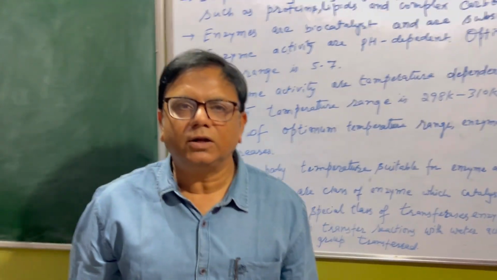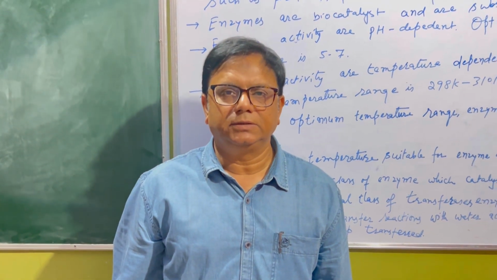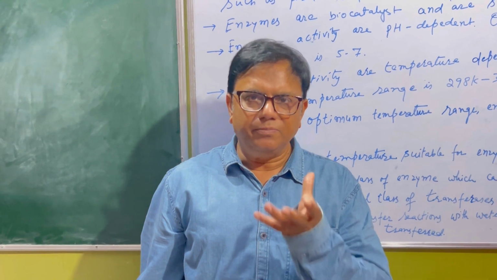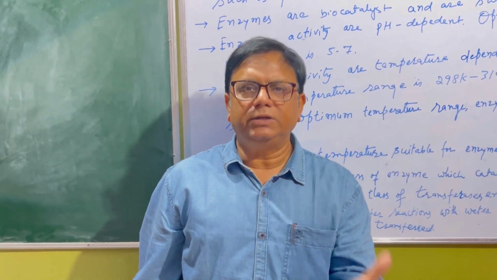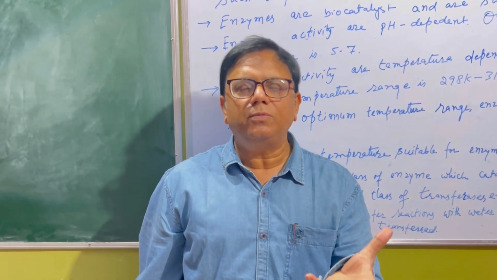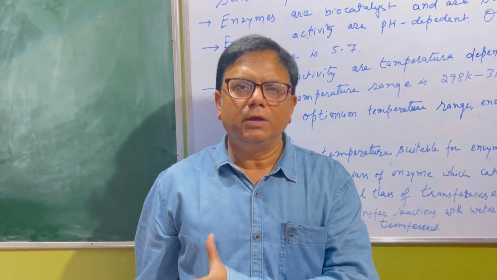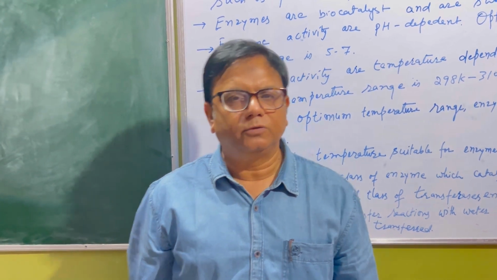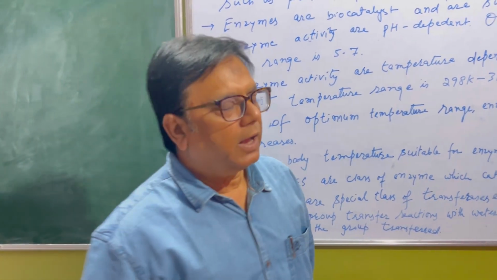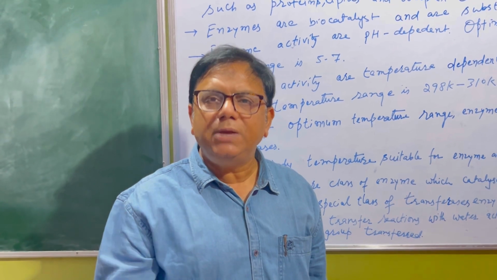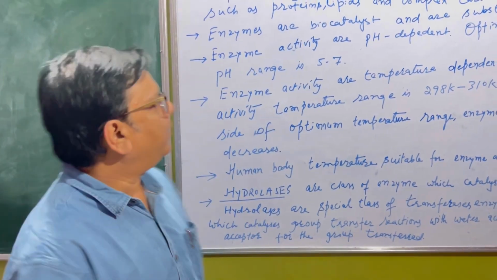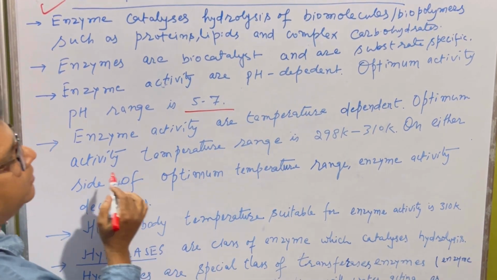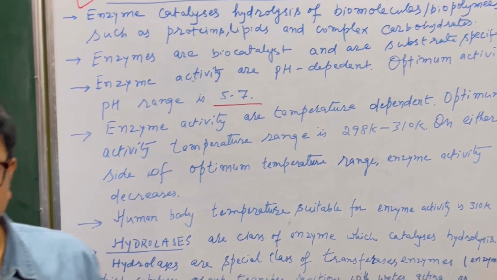Now, enzymes are also pH dependent. That is, it will depend upon the pH of the medium, whether it is a living system or you are doing an in vitro or in vivo experiment. The pH range for optimum activity of enzymes is 5 to 7. You can see that enzyme activity is pH dependent and the pH range is 5 to 7.